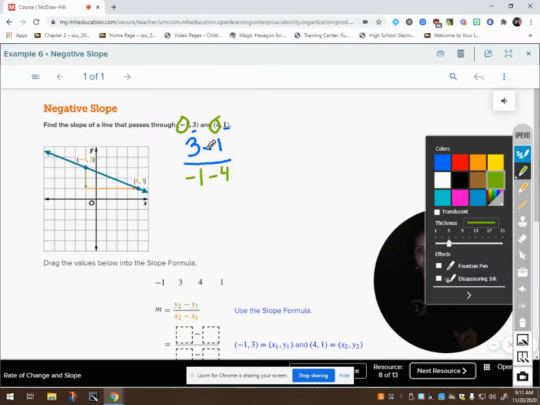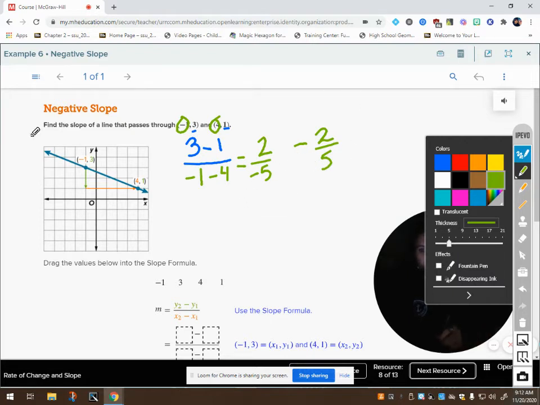Again, I line my ordered pairs up vertically. So 3 take away 1 is 2. A negative 1 take away 4, you can think of this as negative 1 plus negative 4. They're the same sign, so I add and keep that sign, so it's negative 5. So when I look at this as a whole, I don't necessarily say 2 over negative 5. It could be negative 2 over positive 5, or we just think of it as a whole. It's a negative 2/5. Negative 2/5 is my slope.